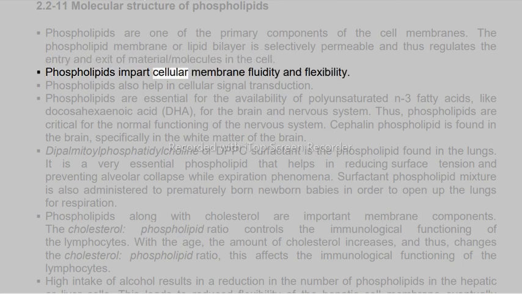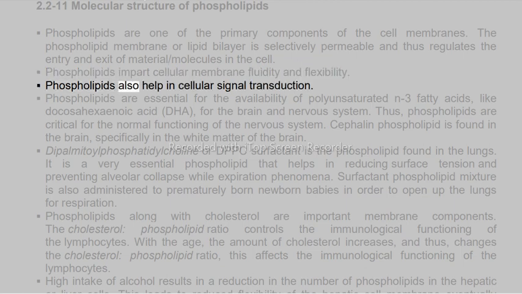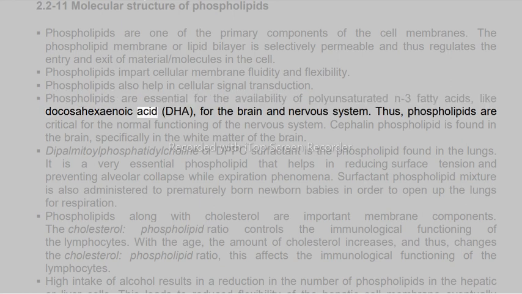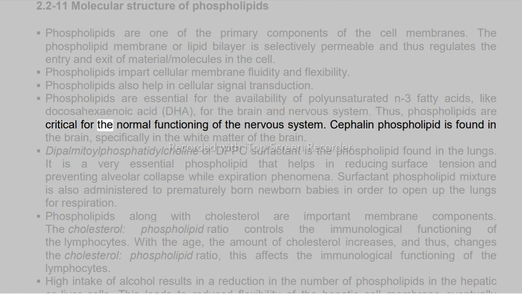Phospholipids impart cellular membrane fluidity and flexibility. Phospholipids also help in cellular signal transduction. Phospholipids are essential for the availability of polyunsaturated omega-3 fatty acids, like docosahexaenoic acid, DHA, for the brain and nervous system. Thus, phospholipids are critical for the normal functioning of the nervous system.